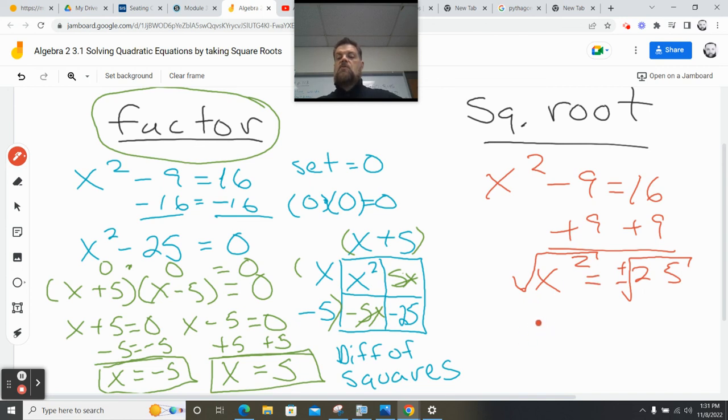So the square root of x squared is just x. And then the square root of 25 is 5. So then you get plus or minus 5. Okay? So when it says do the square root, they want you to do the stuff in red. When it says factor, they want you to do the stuff in blue and green. The answer will be the same for either one. I hope that helps.